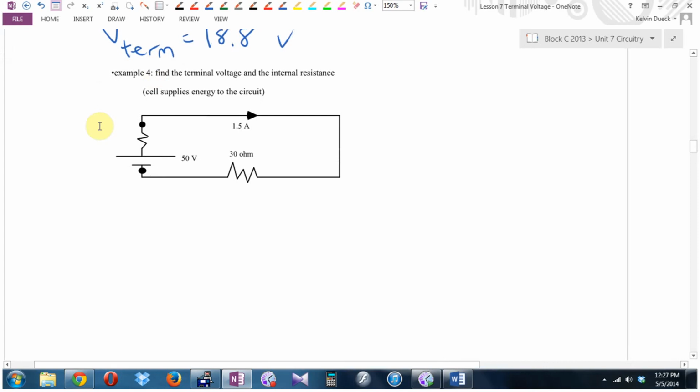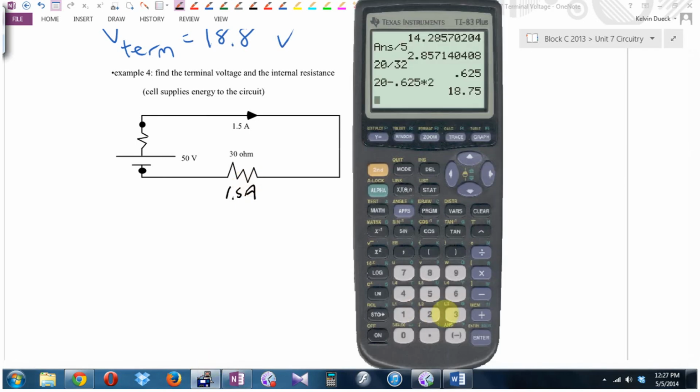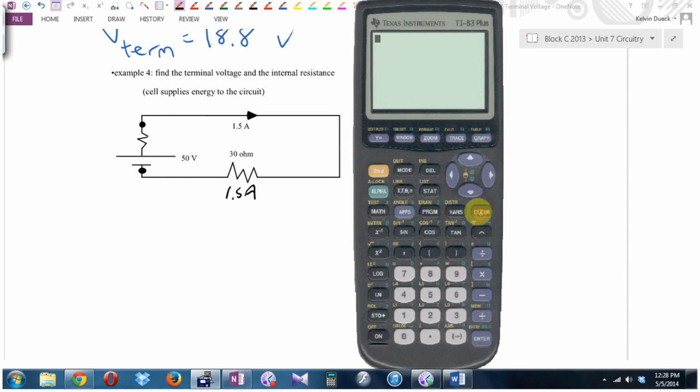Find the terminal voltage and the internal resistance here. Oh, this one's going to be even easier. Did they tell me total current? How many amps are flowing through here? Is that the only ski hill in the entire mountain? Is that the only resistor, aside from the internal? Then I'm telling you it's going to be 30 times 1.5. The terminal voltage is going to be 45 volts.